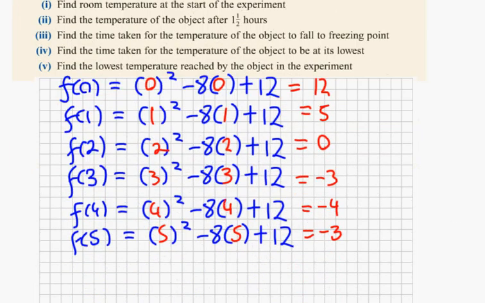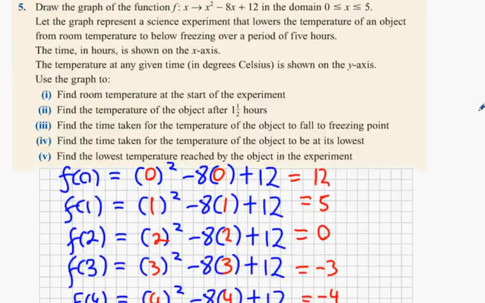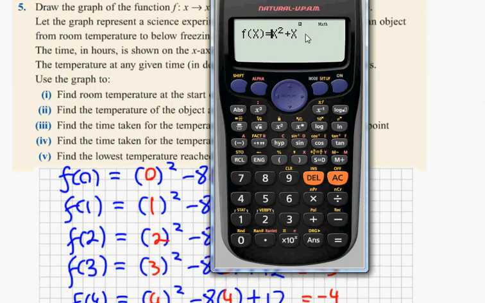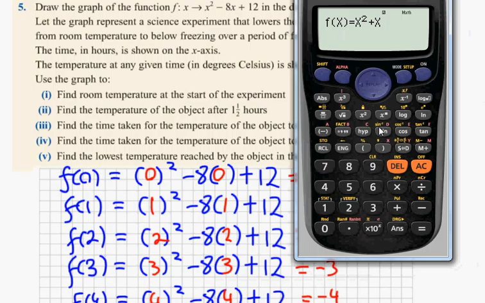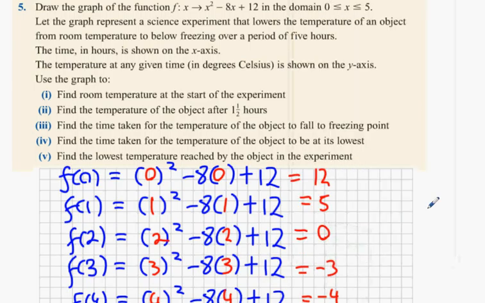Now, you can also do it like this. You can also go to your calculator and do x squared minus 8x, and then plus 12. Starts at 0, ends at 5. Now look at the numbers I get. 0, 12, 1, 5, 2, 0, 3 minus 3, 4 minus 4, and 5 minus 3. You have to write down all those points.